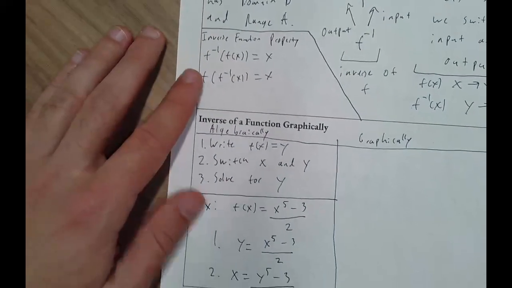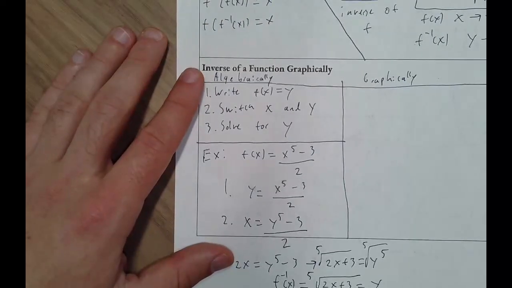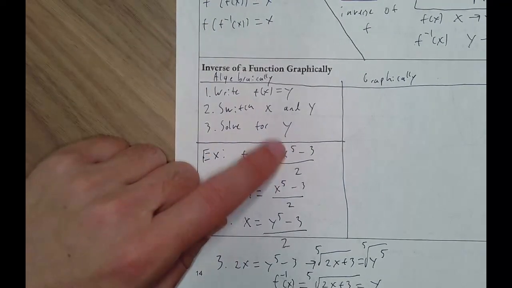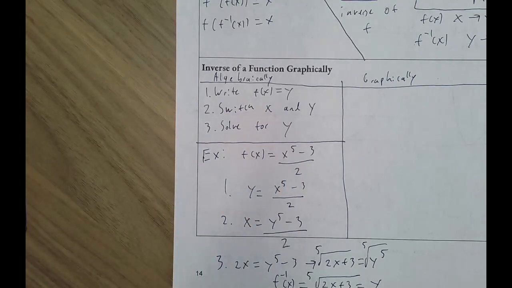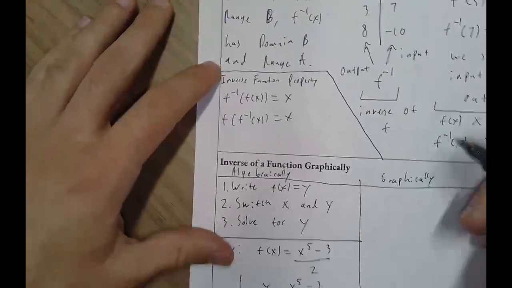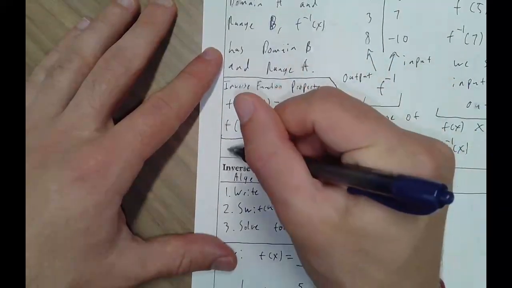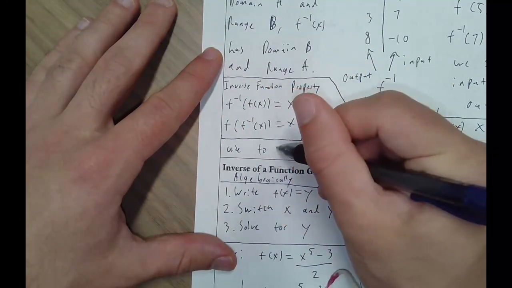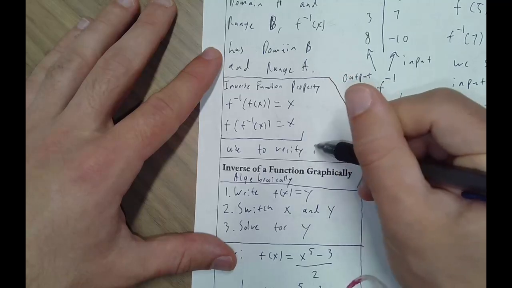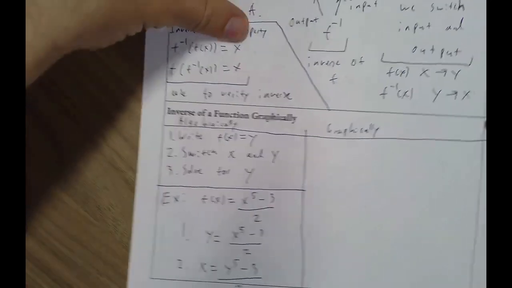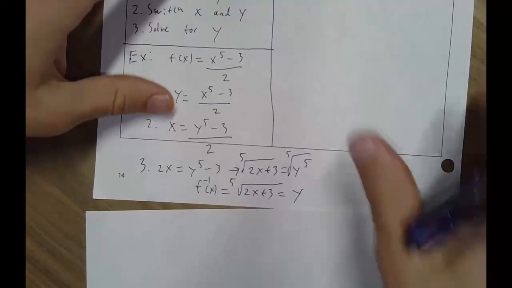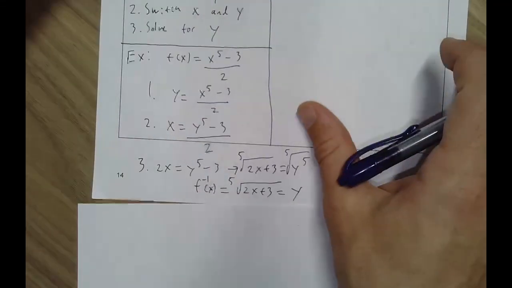So if you were to take this inverse, fifth root of 2x plus 3, and plug it in here, x to the fifth minus 3 over 2, you would get x at the end of it. So we can use this property to verify. In case that's not clear, I will do that right now for this example.